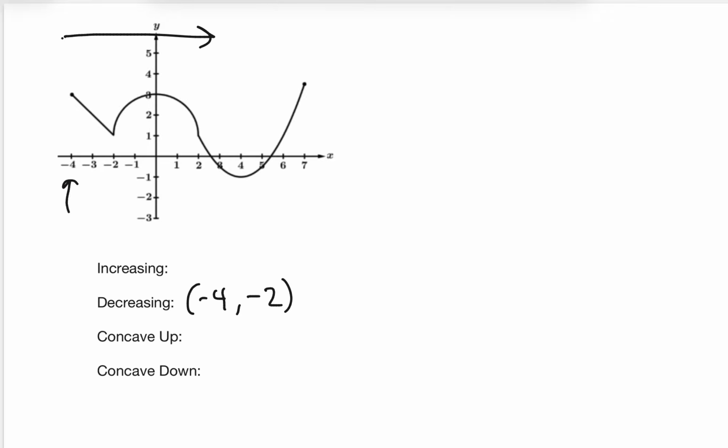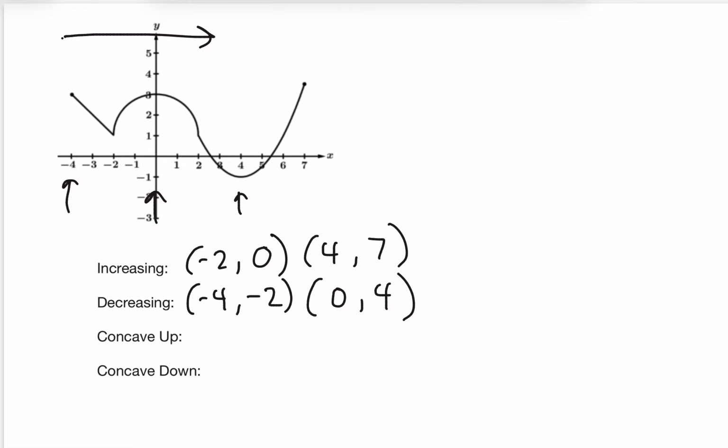At -2, I start to increase. So -2, I'm increasing until I get to 0. So again, I'm talking about x's. So now we're right here at 0. Then I start decreasing again from 0 to 4. That's where I start to decrease. And then I'm increasing from 4 to 7. So that would be my increasing and decreasing.